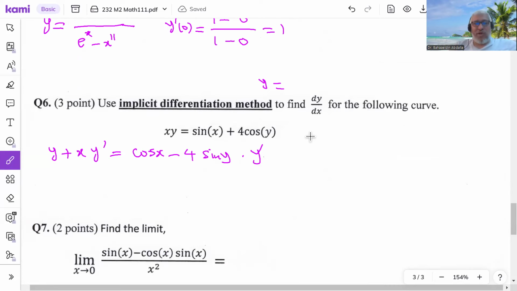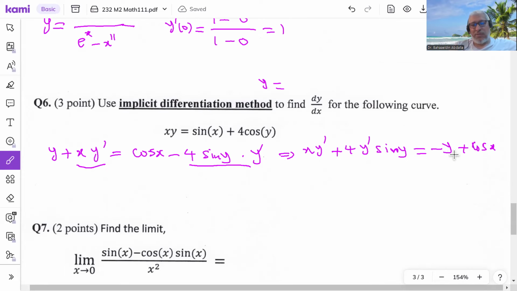So now how to solve the equation for y prime? Y prime is dy by dx. Well, all terms with y prime, you have to keep them on one side. So I have x y prime on the left-hand side, and I'll take this term to the other side. So I will write it plus because it's minus 4, and I will write y prime times sine y, and then equals. Now on the right-hand side, I have y, which was here. If I bring it to the right, it would be negative y, and I have plus cosine x.